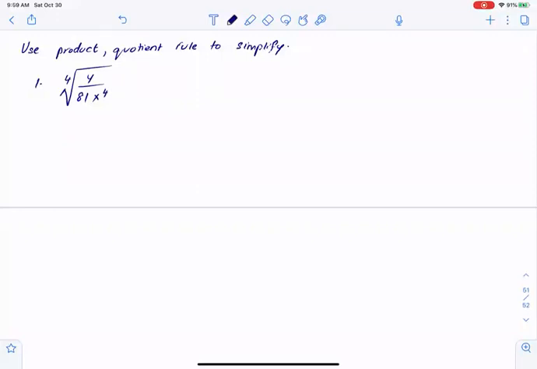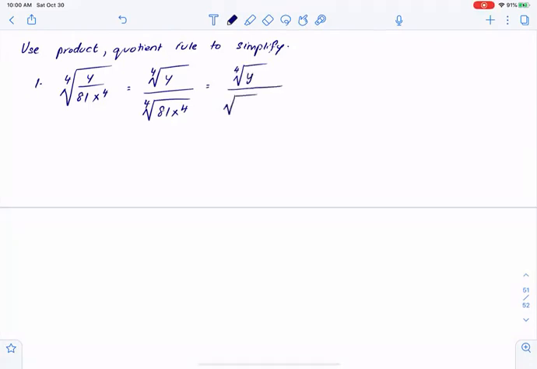We're going to use the product rule, the quotient rule, or both to simplify this expression. In the numerator, we have y, and in the denominator, 81 x raised to 4. We can split it as the fourth root of y divided by the fourth root of 81 x raised to 4. And I can split 81 and x raised to 4. That's the product rule.